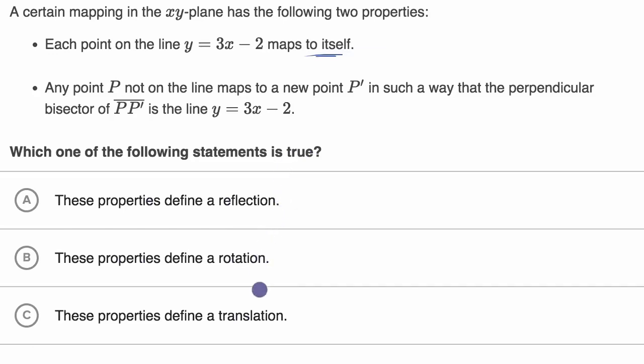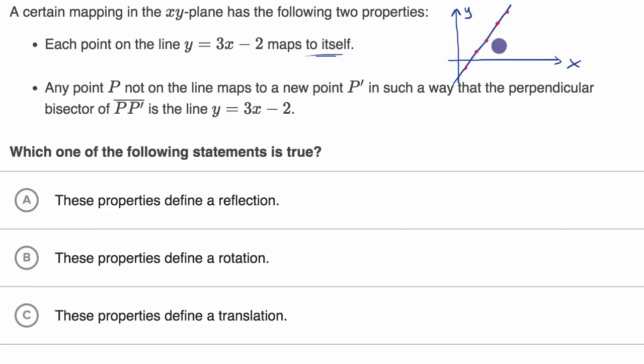So pause this video and see if you can work through it on your own. All right, so let me just try to visualize this. If that's my y-axis, and this right over here is my x-axis, the line 3x minus 2 might look something like that. What they're telling us is that any point on this line maps to itself after the transformation. Now that by itself is a pretty good clue that we're likely dealing with a reflection.